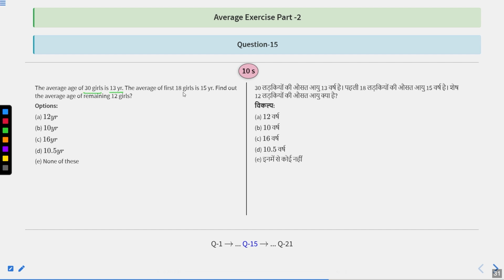The average of the first 18 girls is 15 years. Find the average age of the remaining 12 girls. You have 5 options and 10 seconds to analyze the question. Your time starts now.